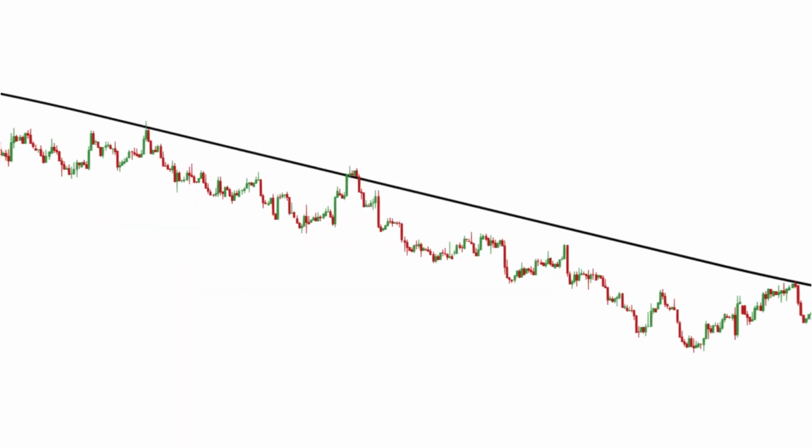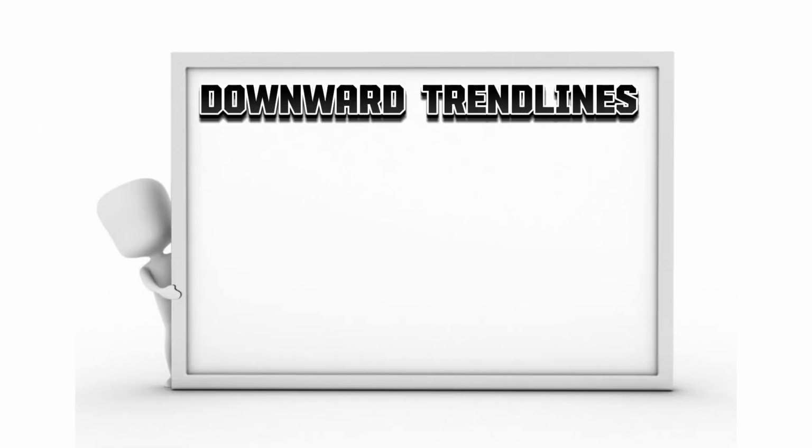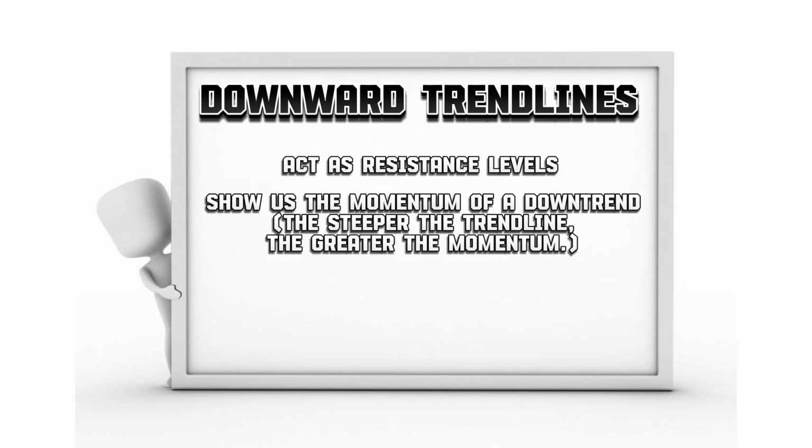Conversely, in a downtrend, a trend line is drawn above the price action, connecting the highs or peaks of the price movements. This line serves as a resistance level, signaling the downward pressure on the trend.